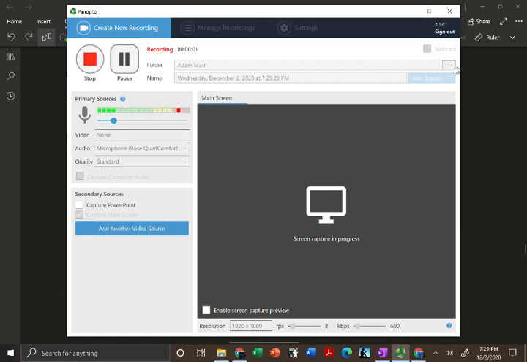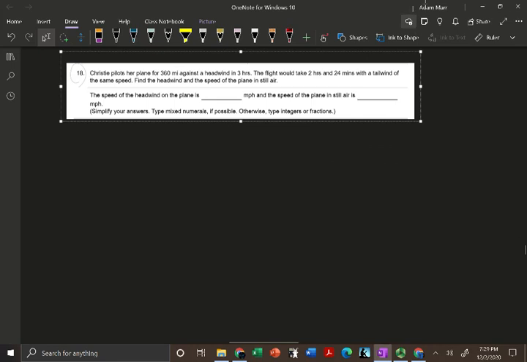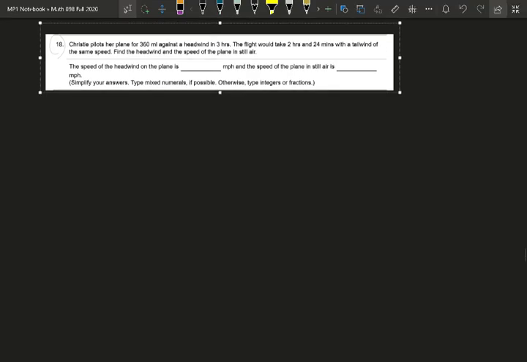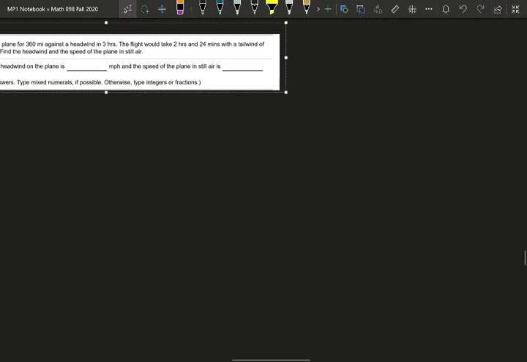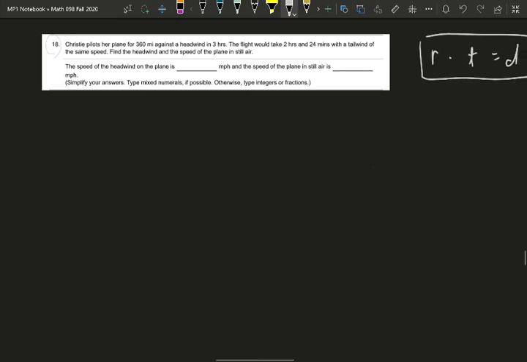Hi guys, just a couple more examples right here. Number 18, we sort of did this one in class, but I just wanted to tell you again, it's actually a lot easier than it looks. All right, so right here, again, one thing you just don't want to forget is rate times time equals distance, and as long as you've got that, it's not too bad.